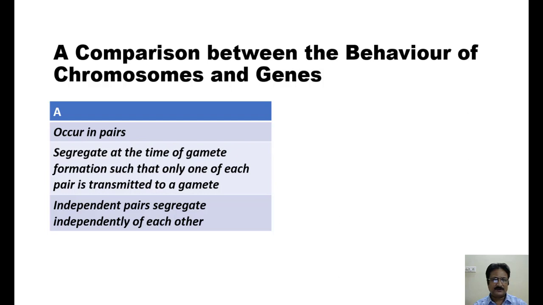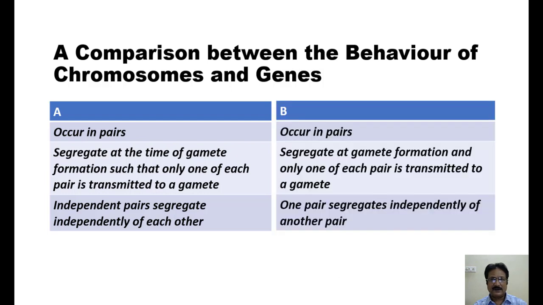These occur in pairs. They segregate at the time of gamete formation, and only one of each pair is transmitted to a gamete. This is very clear. Independent pairs segregate independent of each other. Now, if I take the other part, the genes, they also occur in pairs. They also segregate during gamete formation, and only one of each pair is transmitted to a gamete. One pair segregates independent of the other.